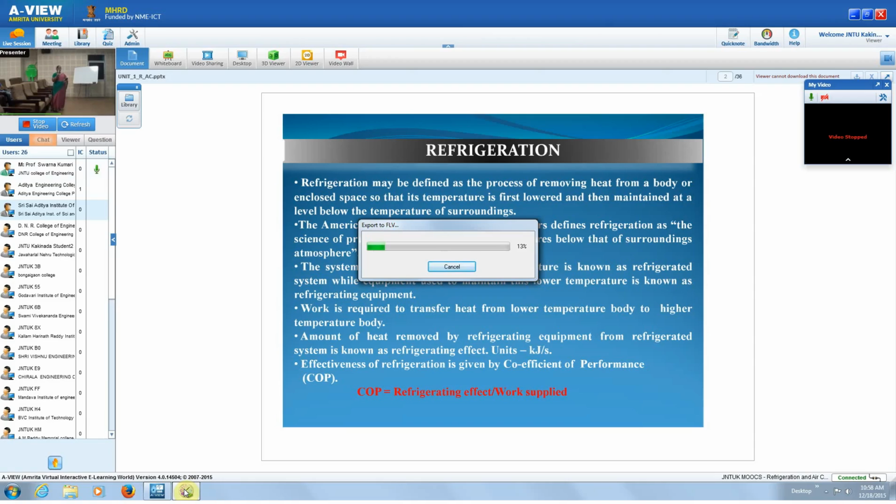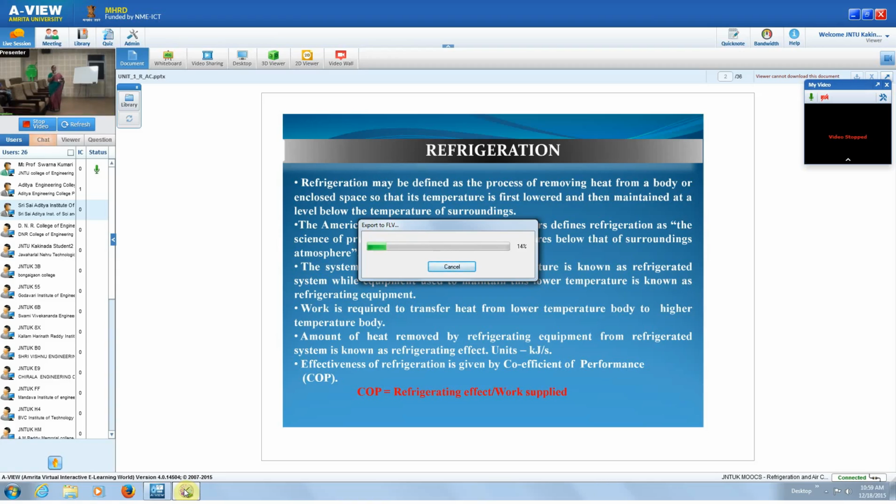Work is required to transfer heat from a lower temperature body to a higher temperature body. In a heat engine, we make use of the available heat source to get some work done. Whereas in the refrigeration system, we have to maintain a lower temperature, and for that it needs some work.